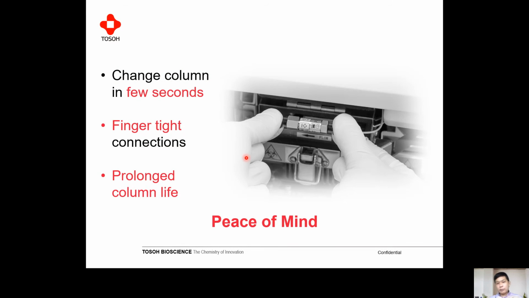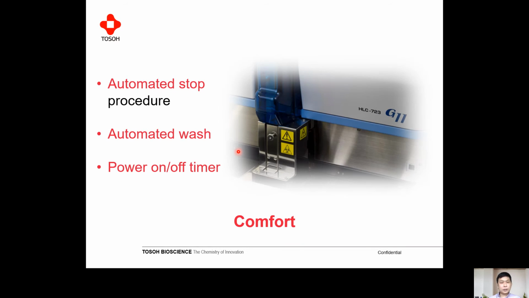We can change the column in a few seconds using just a finger-tight connection. Just use your hand to remove the column, and you can straight away replace it without using any tools. And in this way, our column has a long lifespan. So with a pre-filter, we can protect the column and have longer-lasting columns.